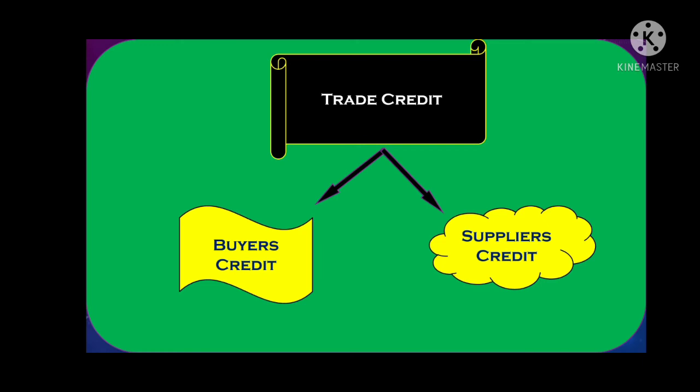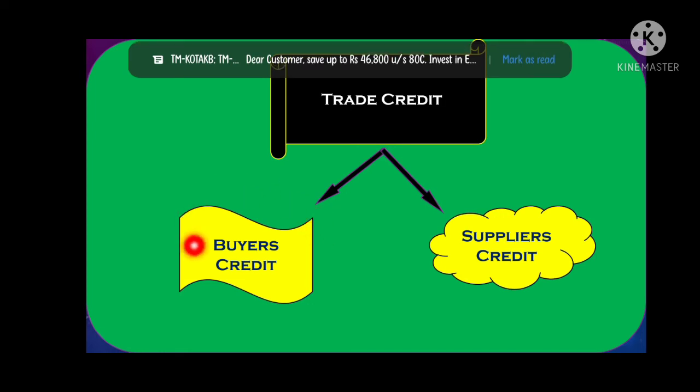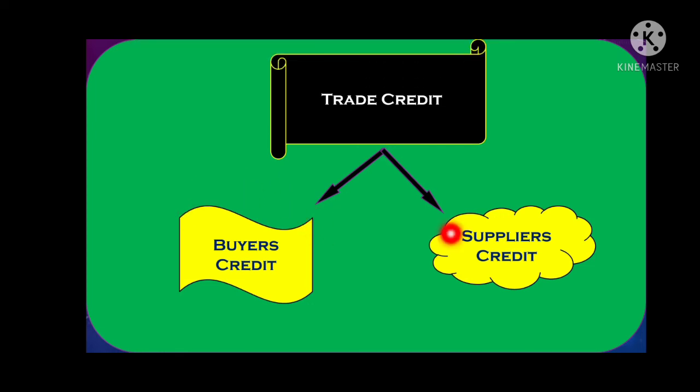Now let's move forward. Trade credit is also one of the forms of ECB, wherein one can avail ECB in the form of buyer's credit, and also in the form of supplier's credit. Now what are buyer's credit and supplier's credit? Buyer's credit is basically a credit extended to an importer, against the import of goods into India.